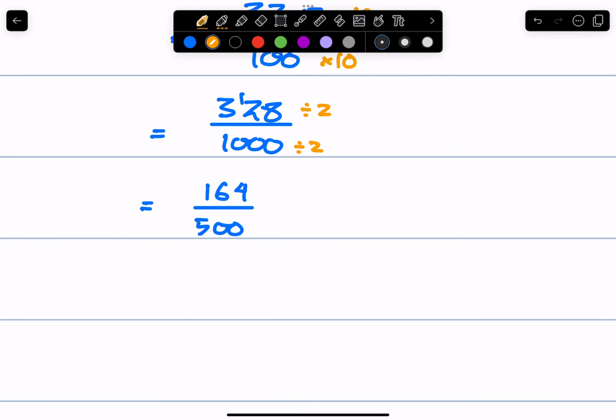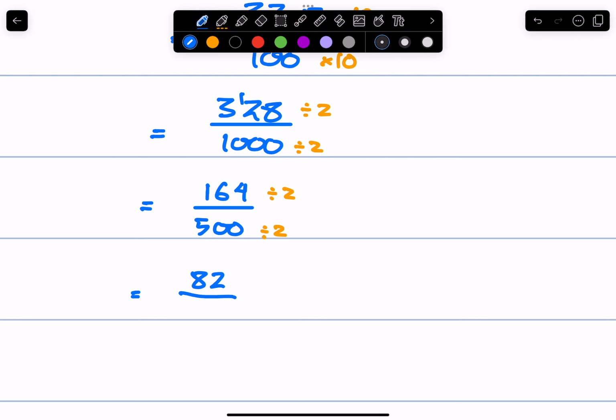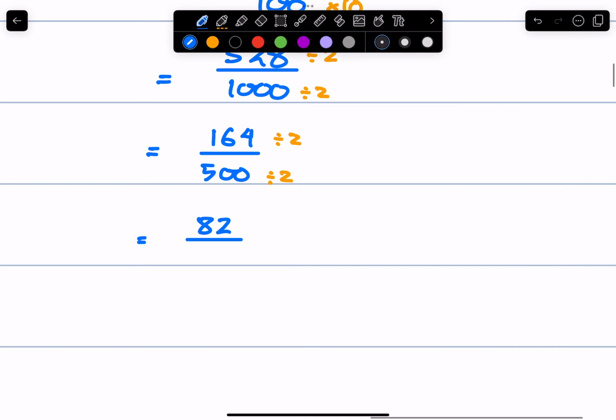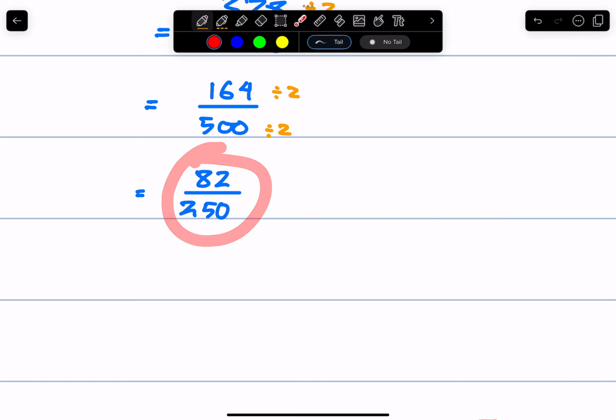I can see this can be further halved. So divide everything by 2 again. 2 into 1 can't be done. 2 into 16 is going to be 8. And 2 into 4 is 2. And then half of 500 is 250. Interestingly enough, I can see that this can be halved one more time because they end in even numbers.